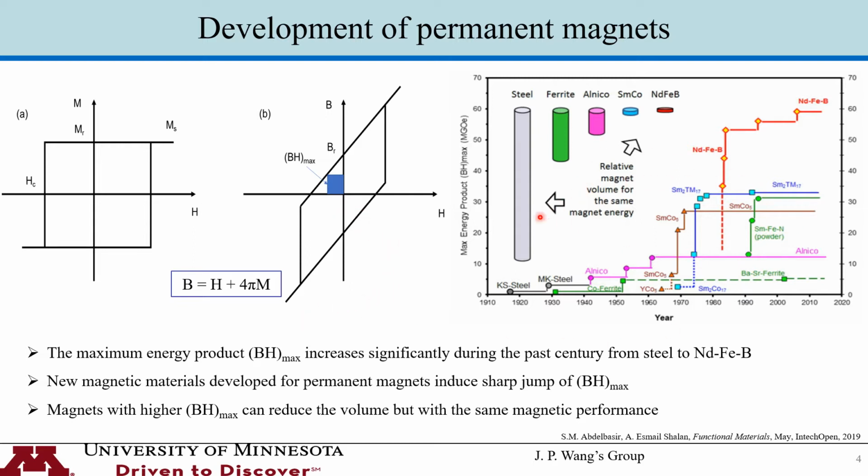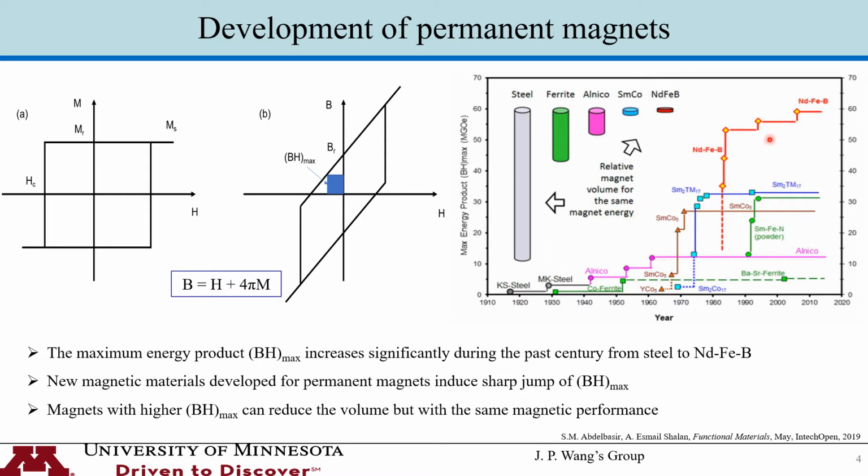And in this chart, we can see the development of permanent magnets in the past century, and the BHmax increased significantly from steel to neodymium iron boron permanent magnets. When new magnetic materials are developed, like samarium cobalt or neodymium iron boron, the BHmax increases significantly. So it's important to develop new magnetic materials for permanent magnets. Also in the inset, we can see that with the same magnet energy, materials with small BHmax like steel need a large volume, but for materials with high BHmax like neodymium iron boron, you just need a tiny piece.